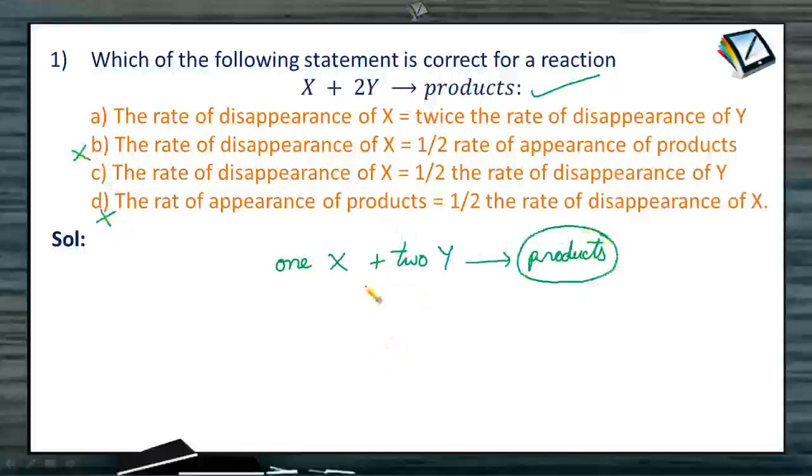Now how can you relate the rate of disappearance of X and Y? Yes, as 2 moles of Y are involved for every 1 mole of X, we can say that the rate of disappearance of Y is twice the rate of disappearance of X, isn't it? Because 2 moles of Y are involved for every 1 mole of X. So the rate of disappearance of Y is twice the rate of disappearance of X. Or in another way, the rate of disappearance of X is equal to half the rate of disappearance of Y.